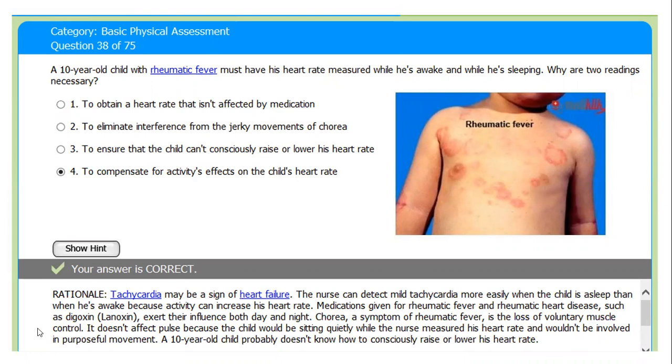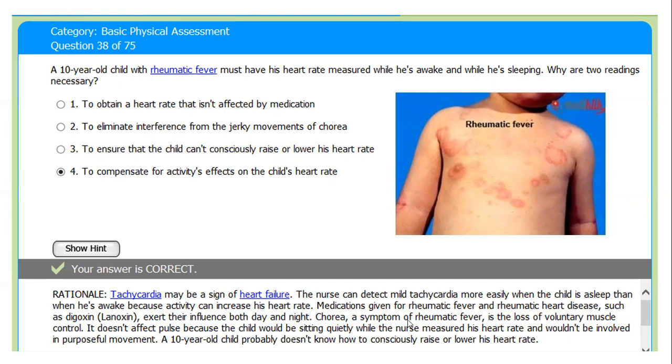So what is the rationale? Tachycardia may be a sign of heart failure. The nurse can detect mild tachycardia more easily when the child is asleep than when he is awake, because activity can increase the heart rate. Medication given for rheumatic fever and rheumatic heart disease, such as digoxin, also exerts its influence both day and night.